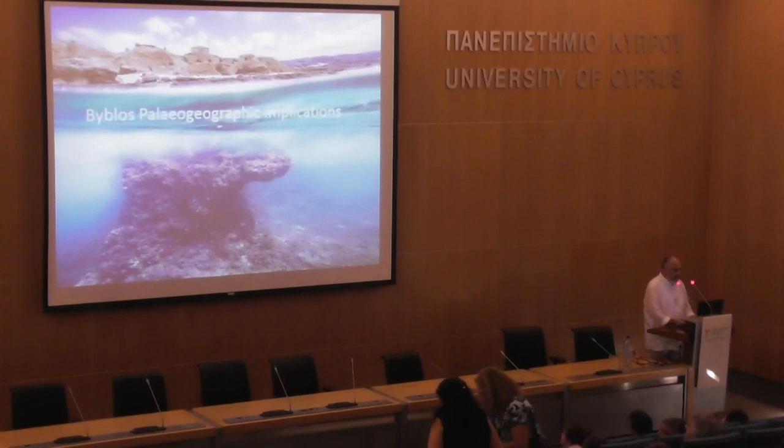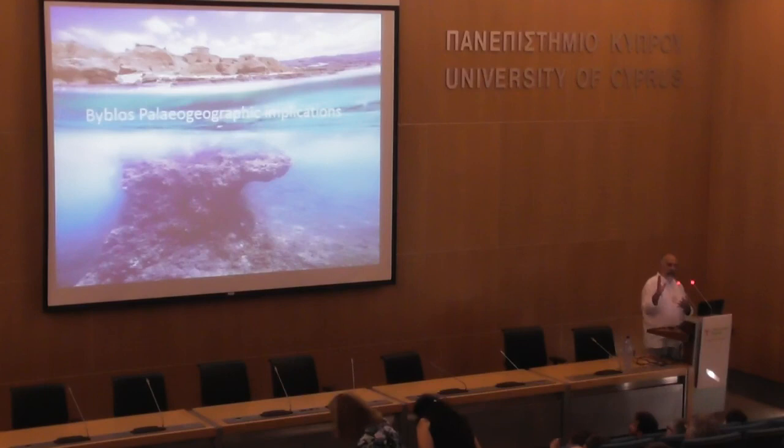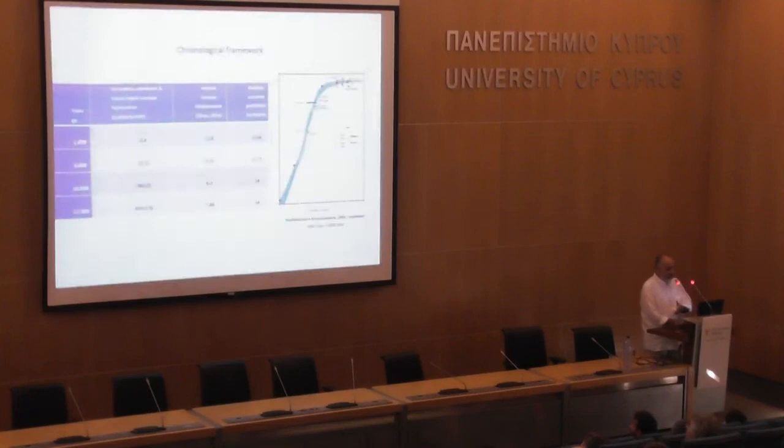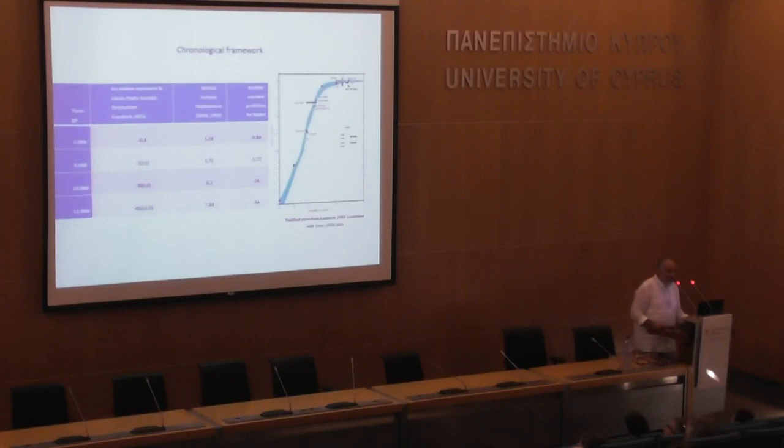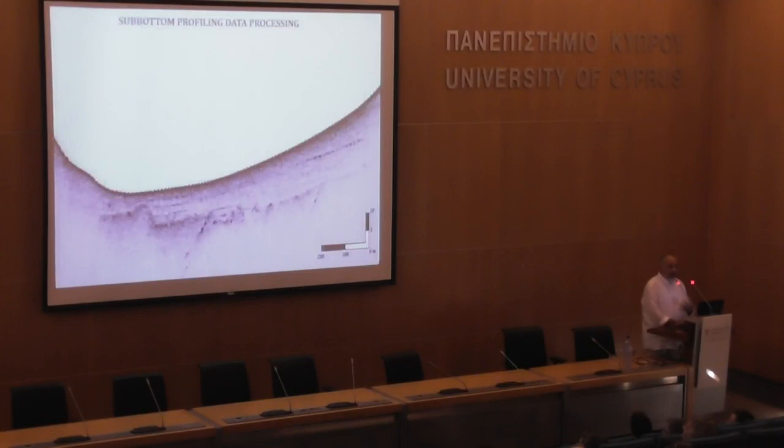In order to reconstruct the paleogeography of a coastal area, you need only two things: very detailed bathymetric data and a very nice chronological framework. So we are waiting for our datings, but we use the data from my dear Dorit and of course Labeck, and so we produce a very nice estimation of the chronological framework for our area. But we have another problem. We have a lot of sediments on the top of the seafloor that have been deposited in the last 1,000 years. What can I do?